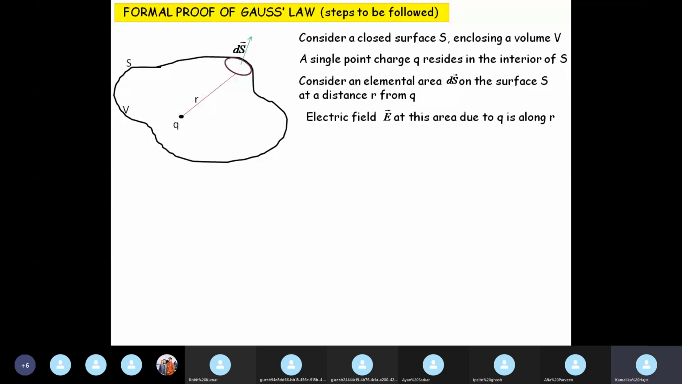Now obviously the electric field at this area due to the charge Q will be along R. Electric field is in the same direction as R. Remember, we had calculated this earlier. So this is the direction of the electric field. And let us consider that the angle between E, which means between R and ds, is theta. So this is the angle theta.